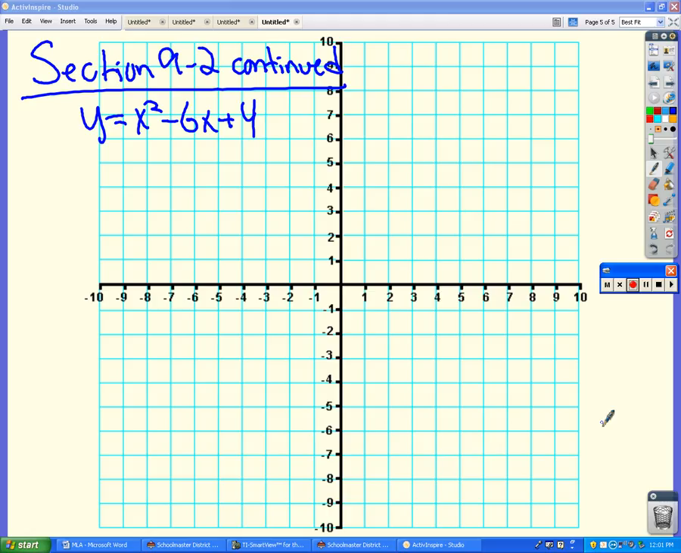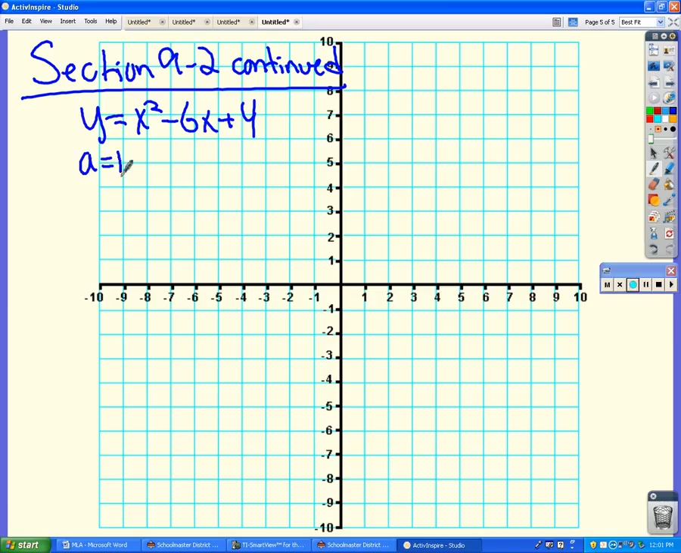Now we're going to put together what we did yesterday with the rest of the problem, which is ultimately what we're trying to do: figure out how to graph a parabola. Okay. So yesterday we did the first part of this problem, and we can just review this.